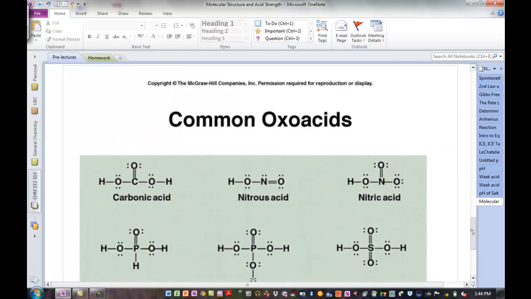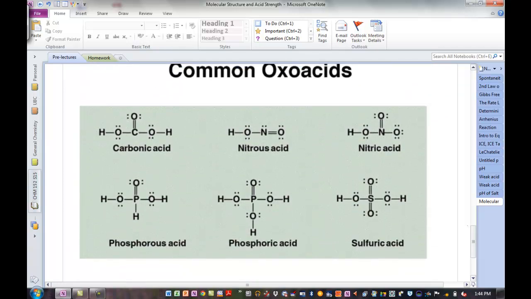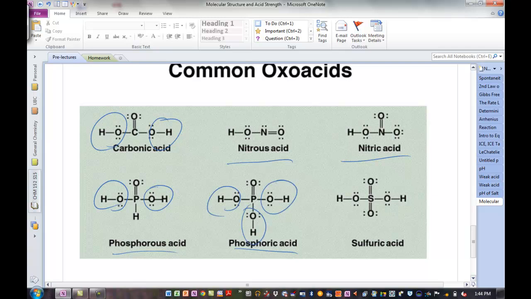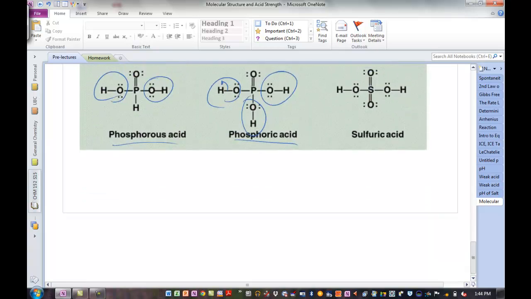Just to show you some other examples of oxoacids, carbonic acid. This is a diprotic acid. It has 2 hydrogens it can donate. We looked at nitrous HNO2, nitric HNO3. Here's phosphorus and phosphoric, diprotic and triprotic. So phosphoric acid has 3 OH bonds. Each of these hydrogens can be donated. Okay? So those are oxoacids.